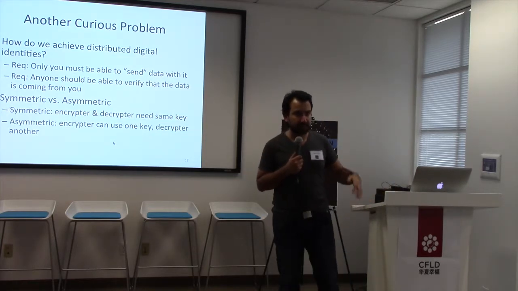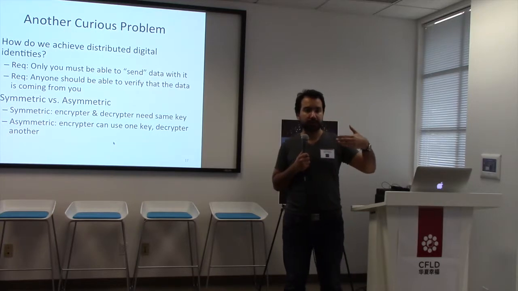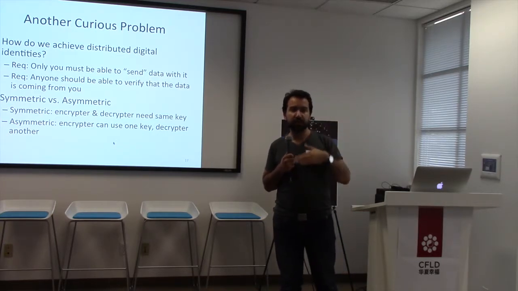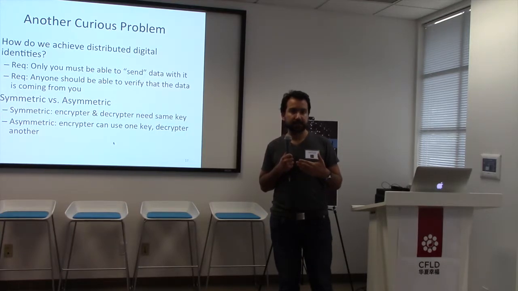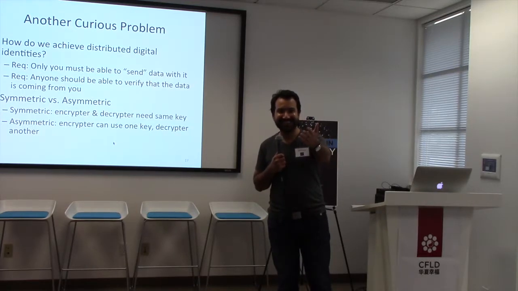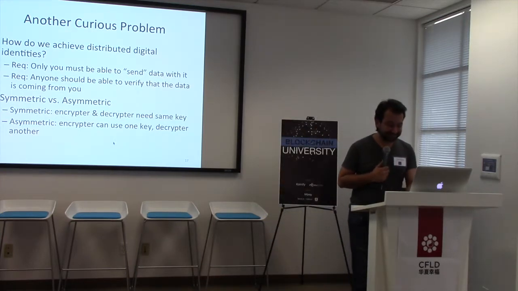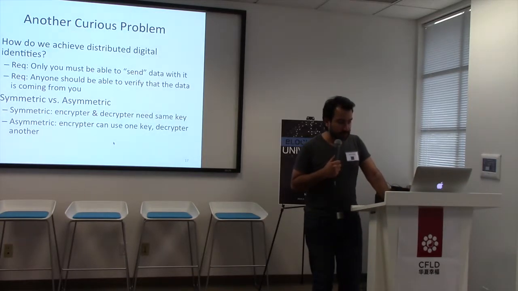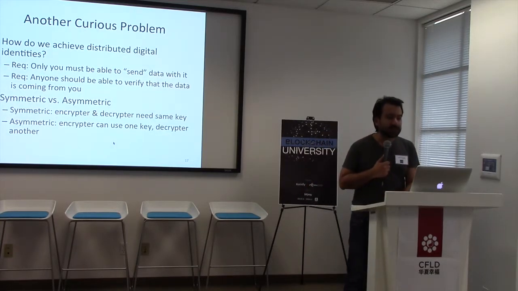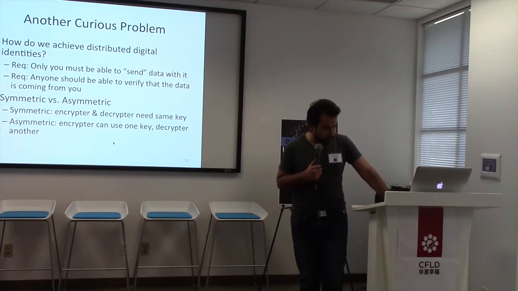Asymmetric cryptography is I use one key to encrypt it, and you can use another key to decrypt it. Make sense? I don't know your name, so. Yes? Yes. Okay, good. So the encryptor uses one key, the decryptor can use another key. Yeah, in asymmetric cryptography, the encryptor uses one key and the decryptor uses another key, right?